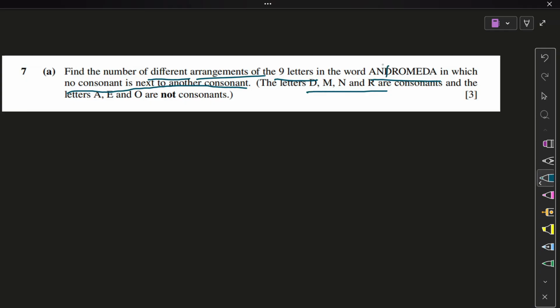D, N, M, R, D, M, and R. And what am I left with? I'm left with A, O, E, A. AOEA, right? All these can move about their own positions. So 4 factorial, and then the remaining positions for my universal separation method are 1, 2, 3, 4, 5.